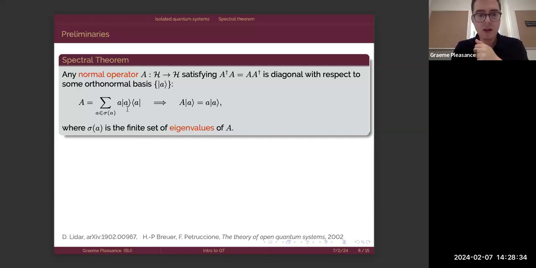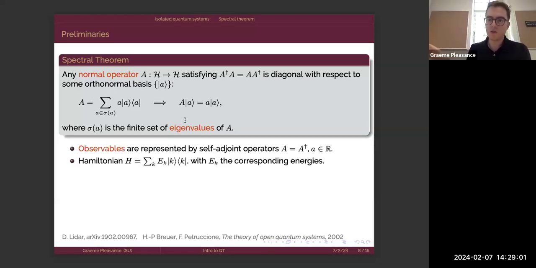And the states that make up this orthonormal basis are eigenvectors of our operator A. That basically just implies this relation, and these a's are the corresponding eigenvalues of our operator A. Here we assume that we're working in a finite dimensional space, so this sigma just denotes the finite set of eigenvalues of our normal operator.